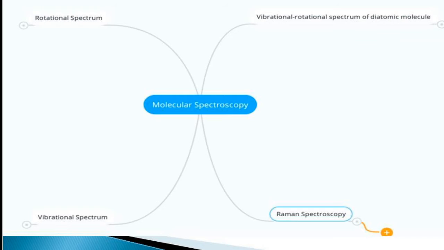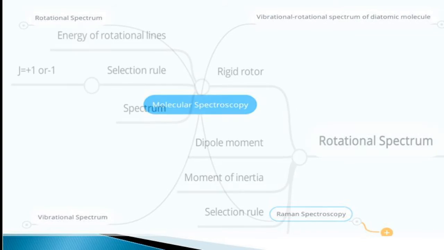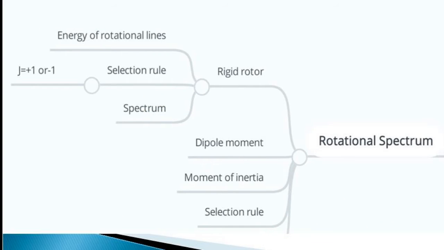I have prepared a mind map for TYBSc students for the molecular spectroscopy chapter. This chapter contains 4 points, so I am going to explain them in detail, all points which are included in the syllabus. Out of these 4, first is the rotational spectrum point.